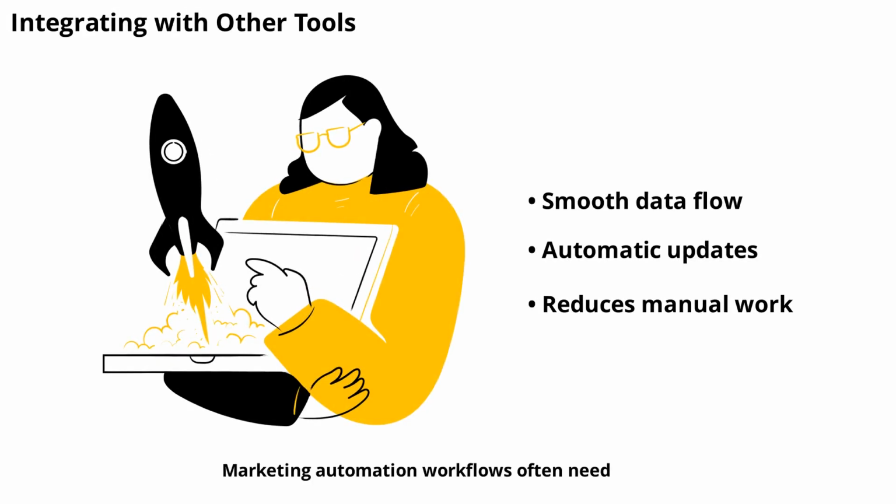Marketing automation workflows often need to integrate with other tools, such as CRM systems, project management platforms, or analytics dashboards. Integration ensures that data flows smoothly between systems and that tasks are automatically updated across platforms. For example, when a campaign is approved in your automation tool, it can trigger updates in your CRM or notify the sales team. Plan your integrations carefully to maximize efficiency and minimize manual work.